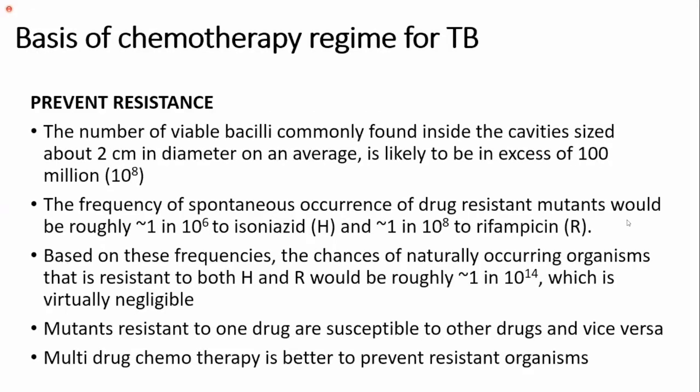Right. So if you look at the basis of the chemotherapy strategy that we use currently in the treatment of tuberculosis, it is mainly of two main theories. The first theory is we want to prevent resistance, or the drug resistance, that is developing for the tuberculous bacillus.